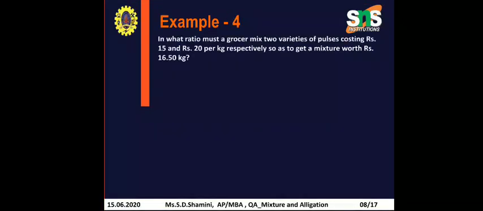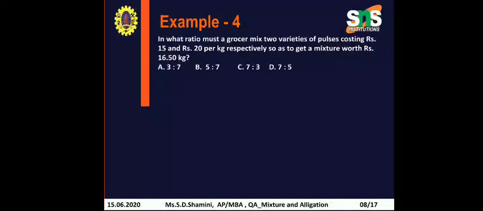In what ratio must a grocer mix two varieties of pulses costing ₹15 and ₹20 per kg respectively, so as to get a mixture worth ₹16.5 per kg? And you have options 3:7, 5:7, 7:3 and 7:5.